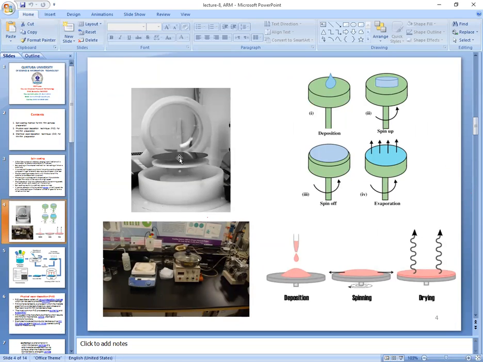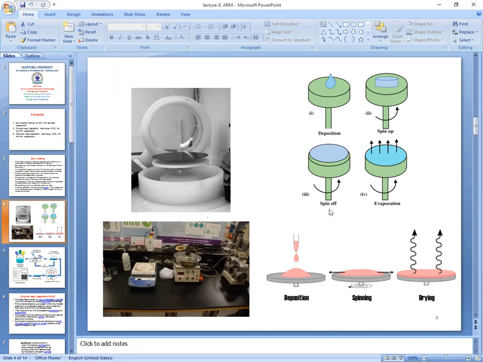So this is the actual image of a spin coater. You see, this is the substrate, and this is actually a holder, and the substrate is placed on this holder, and this holder is then rotated. So this is also an actual image of the spin coater, you see.